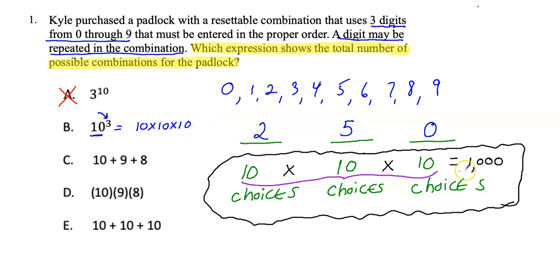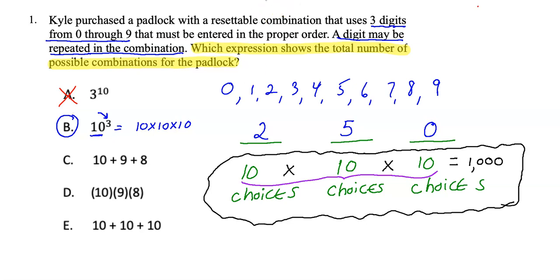And that matches up with this expression here. 10 times 10 times 10. In other words, that equals or is the same as 10 to the power of 3. So my answer is B. And I move on. Now, before I go on to the next question, I want to go over a couple of things.